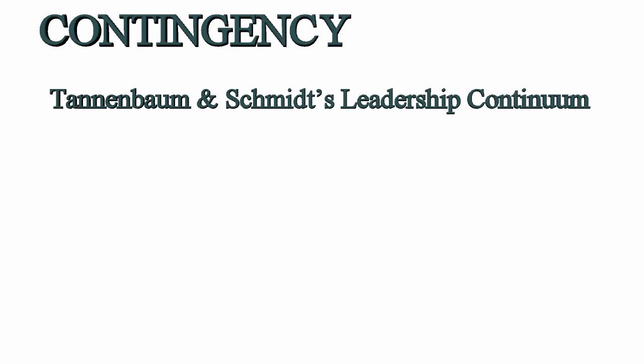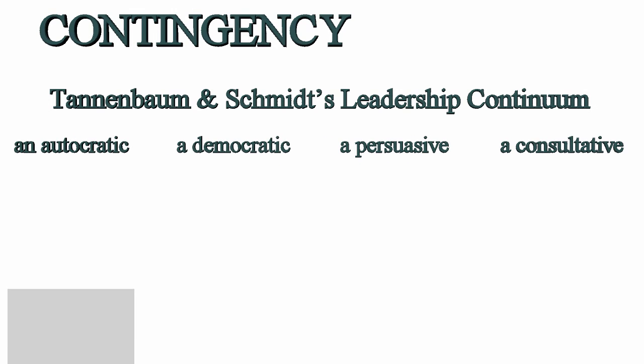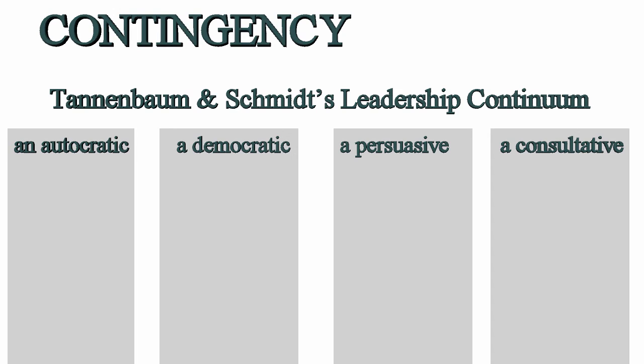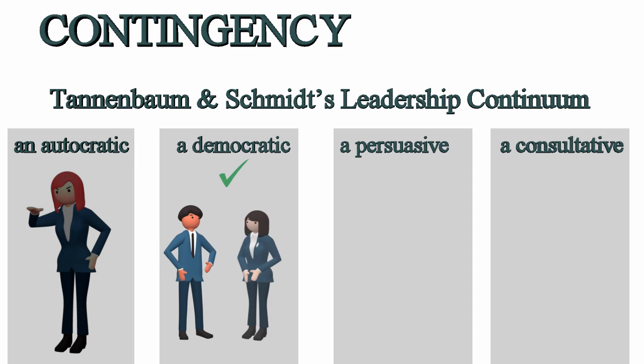Let's talk about Tannenbaum and Schmidt's leadership continuum now. Here, the manager's leadership style is classified as either being autocratic or democratic, and consultative or persuasive. In an autocratic or telling style, the manager makes decisions and would expect subordinates to carry them out blindly, without questions.